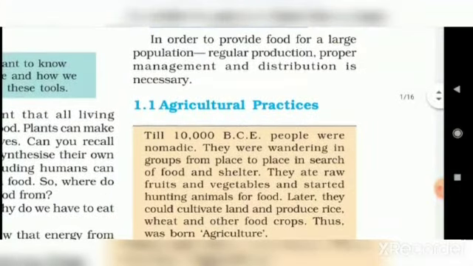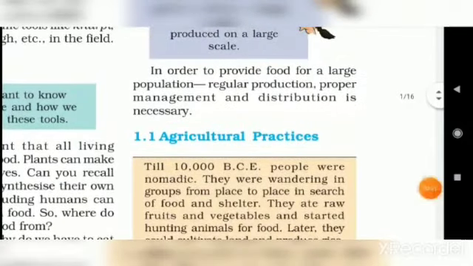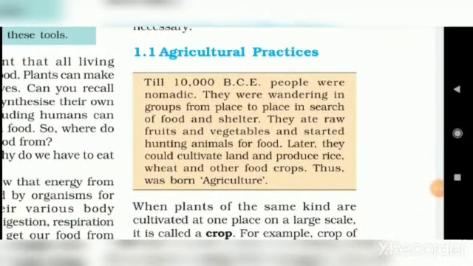So let's read further. Agricultural practices. Till 10,000 BCE, people were nomadic. They were wandering in groups from place to place in search of food and shelter. They ate raw fruits and vegetables and started hunting animals for food. Later, they could cultivate land and produce rice, wheat, and other food crops.